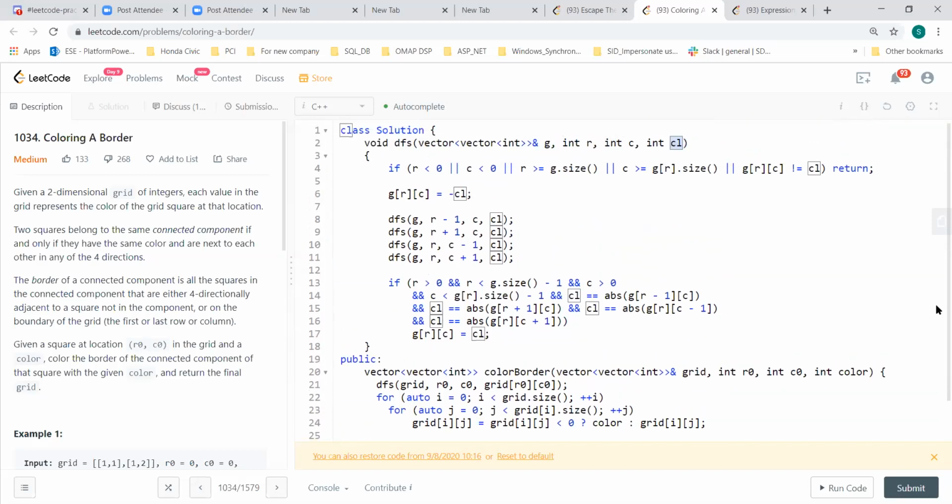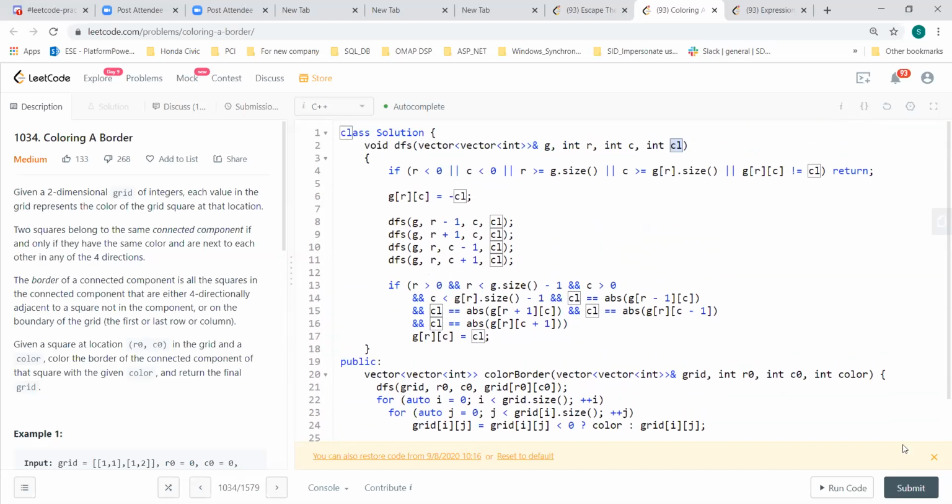Okay, so I'm not storing this new color here. I'm just looking at my current color, right? So I look for all the border cases, and if any of my row or column is out of range, or if it is not of the same color, I'm returning. And if I come here, it means it is any of the color in the whole rectangle, all the green connected components I'm coloring with.